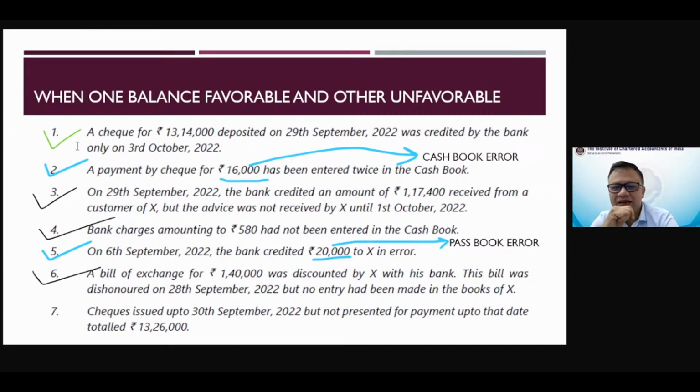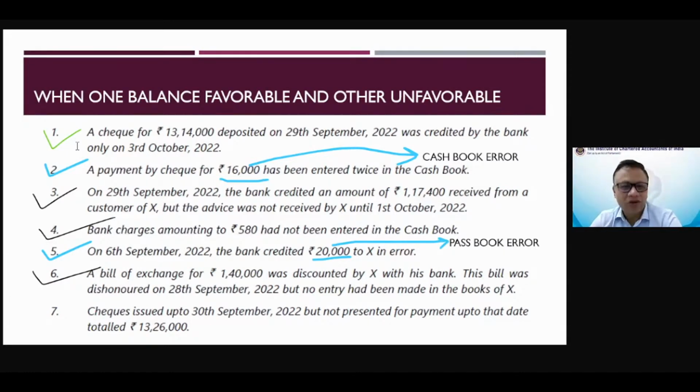Then what happened? Now we see a bill of exchange. It's not a collection. It has gone for discounting. 1,40,000 was discounted by X with the bank, which might have increased the cash balance. Now this bill is dishonored on 28 September 2022. When it is dishonored, it is not known to the company. So the company thinks that I have received the money and it's still there with me.